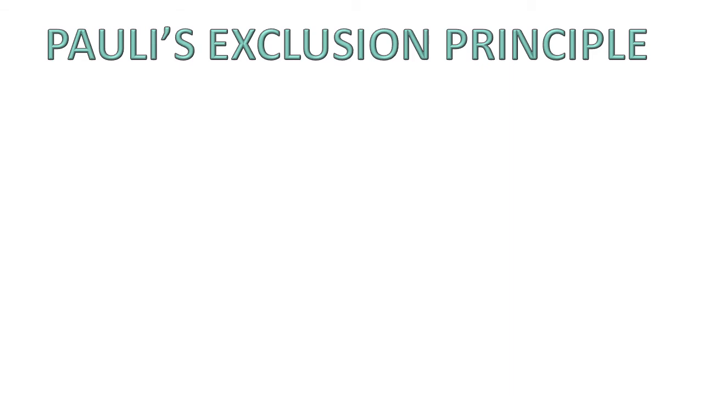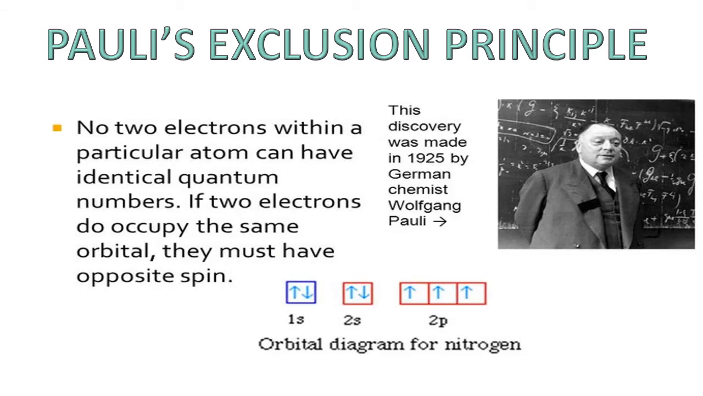Next rule is Pauli's exclusion principle. What does it say? German scientist Pauli: no two electrons within a particular atom can have identical quantum numbers. If two electrons do occupy the same orbital, they must have opposite spin. This is called Pauli's exclusion principle.